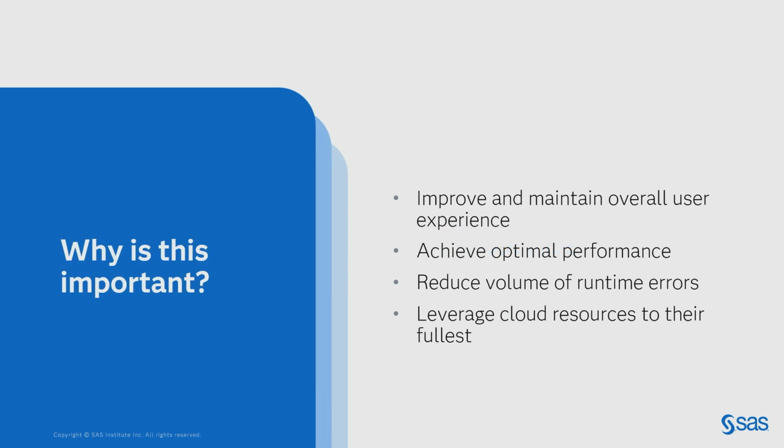So why is this important? Well, as I said earlier, users were having an overall poor experience, right? And so really, number one is we needed to gain the trust of the users and just elevate their experience as much as possible. Make sure that your jobs and your overall performance are running as optimally as possible. Reduce the number of runtime errors. Obviously, that'll help with user experience. And then lastly is leverage cloud resources to their fullest, right?